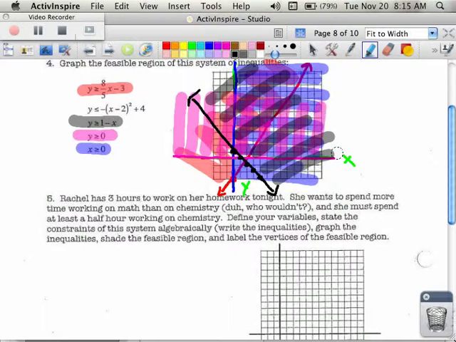And then the last one that we're going to talk about is the one with the squared thing in it. This shape is a parabola, and we kind of talked about how if you know the shape of a parabola, what ends up happening.